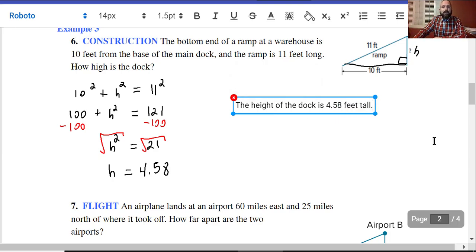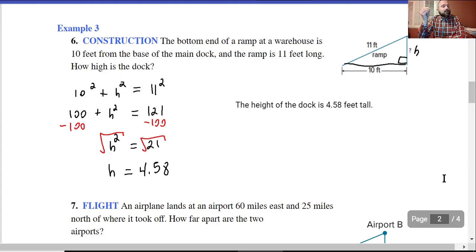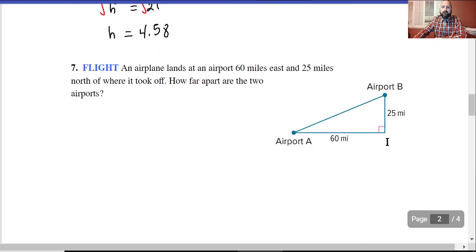There you go. So when you're doing these problems, you have to change your answer depending on what makes more sense. In this case, if we're building a ramp, we kind of want to know the actual amount. So here we go. I want you to do number 7. I'll give the answer. All right guys, so doing the work we get a perfect number back out and we get 65 miles.